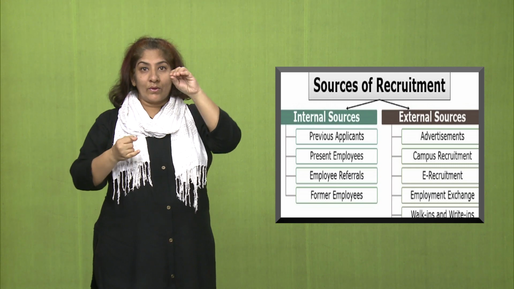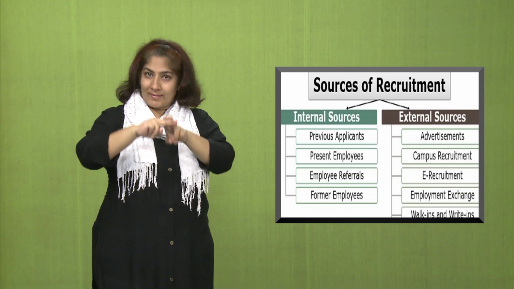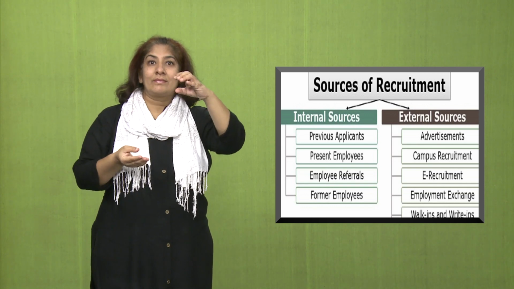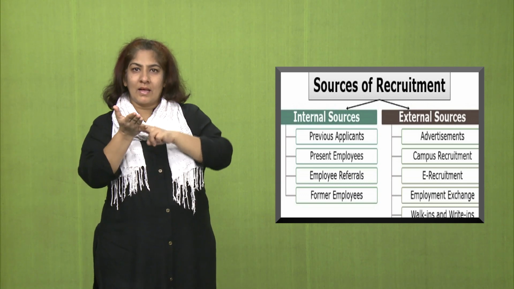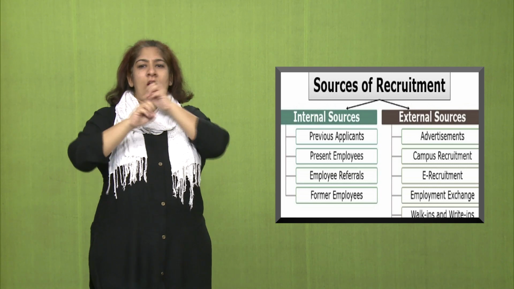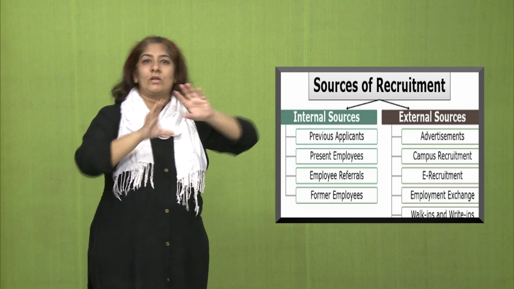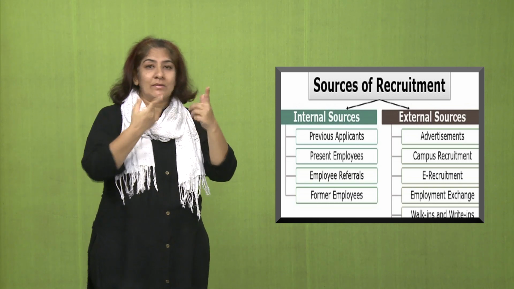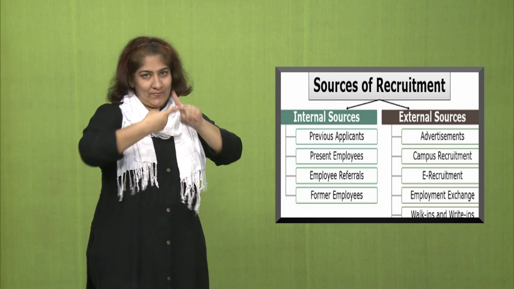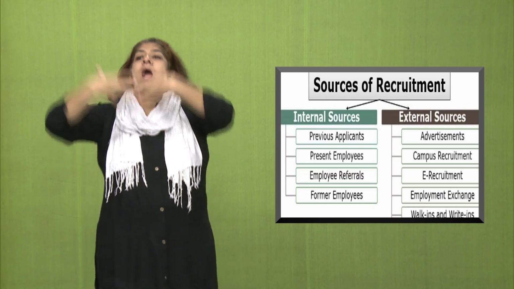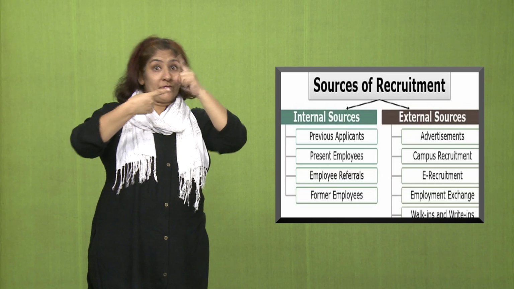What is the topic we are now going to discuss? That is sources of recruitment. What does this mean? For example, in any workplace or any company, we get people through two methods, two ways. The first one is known as internal sources, and the second is known as outward sources, or in other words, we say external sources.